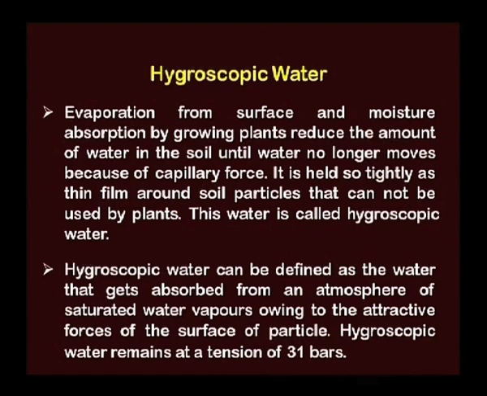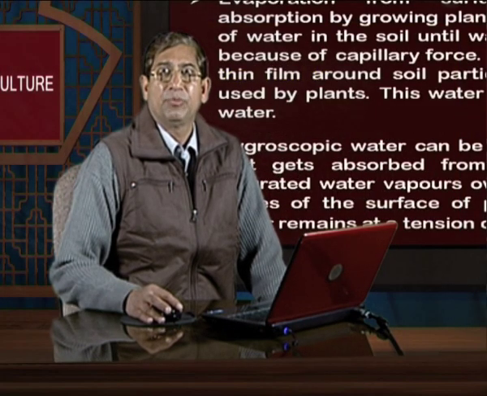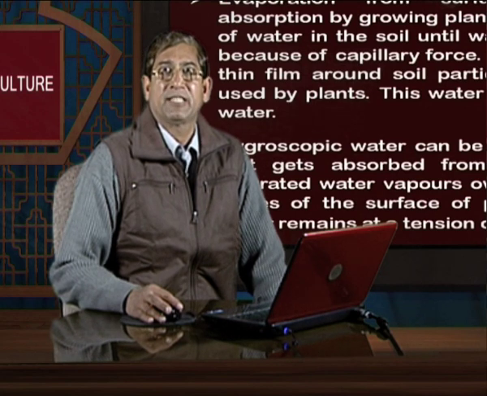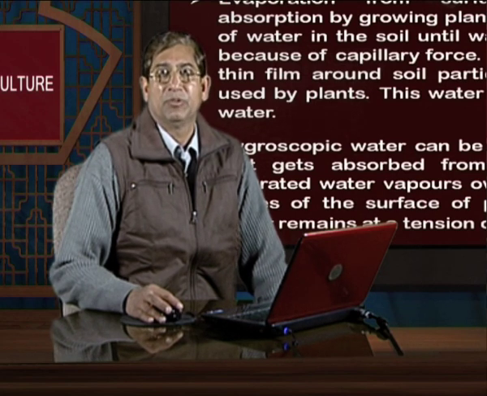Hygroscopic water can be defined as the water that gets absorbed from an atmosphere of saturated water vapors owing to the attractive forces of the surface of particles. Hygroscopic water remains at a tension of 31 bars. So, the ultimate wilting point comes at 60 bars, whereas hygroscopic water content remains at 31 bars.